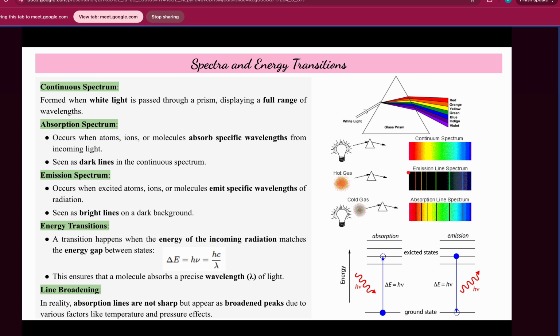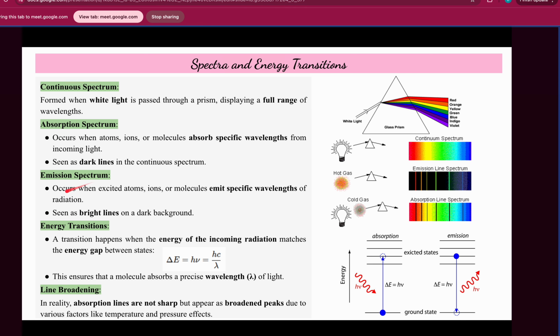So in such scenarios, when we look into the spectra, in this case a cold gas will absorb some of the light which is coming. In the absorption spectra, this is the continuous spectrum in which there are some dark lines. These dark lines represent the wavelengths at which light is absorbed by this cold gas. That is the difference between the absorption line spectrum and the continuous spectrum. In an absorption spectrum, we observe dark lines which tell us the wavelengths at which the light is absorbed.